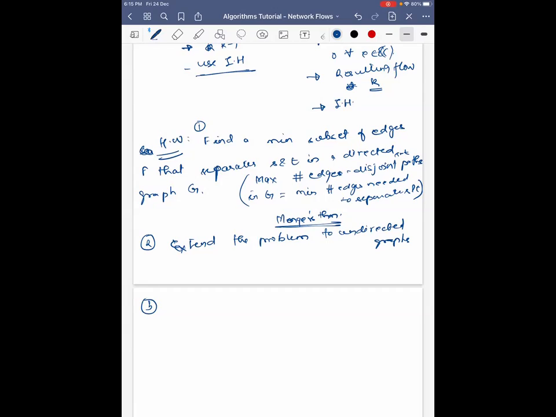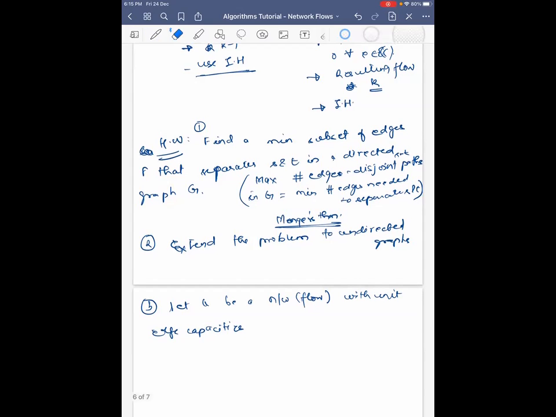Now, and just the last question. So let G be a network, so it's a directed graph. So it's a flow network, basically. Flow network with unit edge capacities. A flow network means that the flow function has already been identified. Yes, a flow is given to you. Okay.